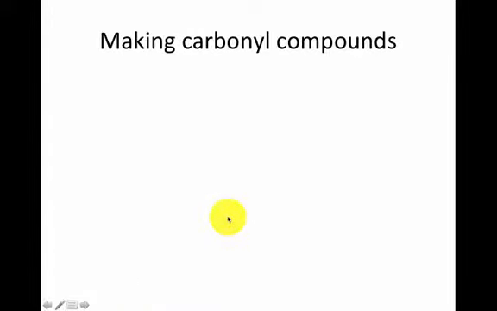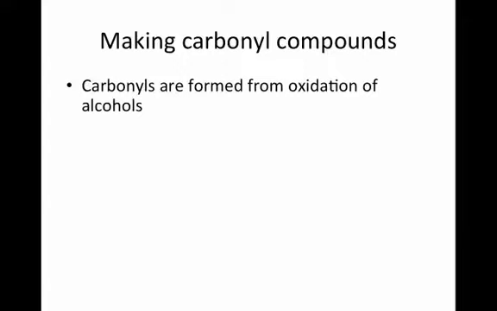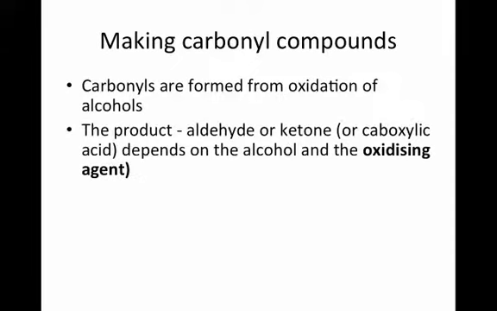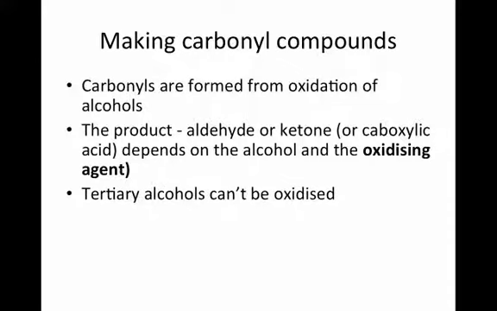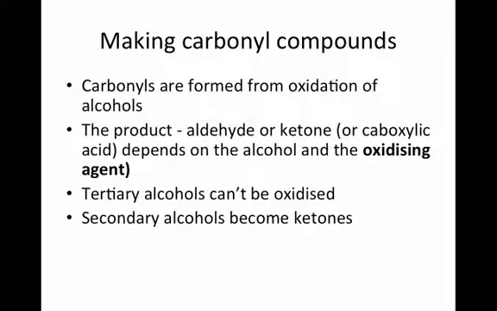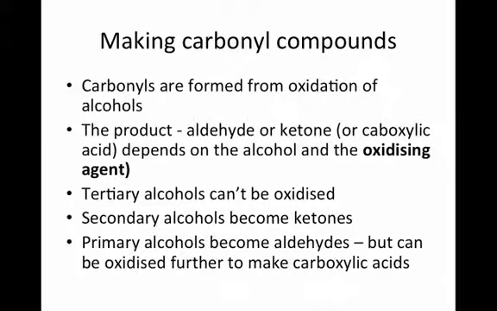So how do we make these carbonyl compounds? Well, the only real way of doing it is by oxidizing alcohols. The product, aldehyde or ketone, depends on which alcohol you're using and the oxidizing agent. We're going to be learning a little bit more about oxidizing agents later. Tertiary alcohols, that's an alcohol whose carbon is attached to 3 other carbons, can't be oxidized for obvious reasons. Secondary alcohols become ketones, and primary alcohols become aldehydes, but they can be oxidized further to make carboxylic acids.